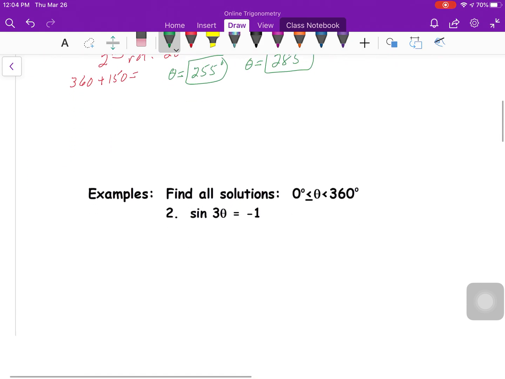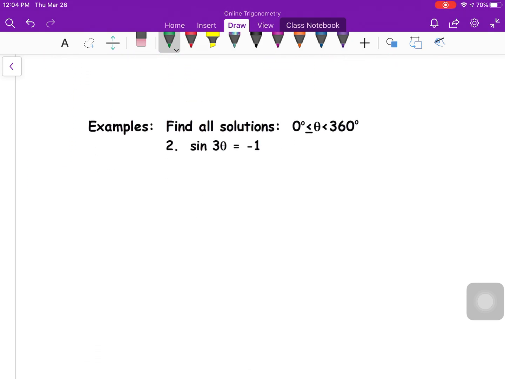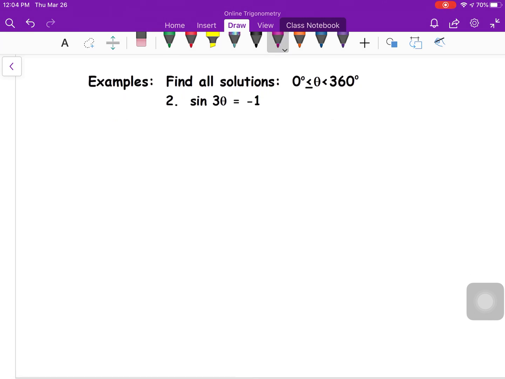Let's take a look at a second example with multiple angles. In this one, yet again, we're in degrees. This time we have 3 theta, so we'll be multiplying these restrictions by 3. So 3 times 0, of course, is 0. 3 times theta is our 3 theta that we desired. And 3 times 360 is 1,080. So you can see that 3 theta can go 3 rotations. And we'll utilize that.